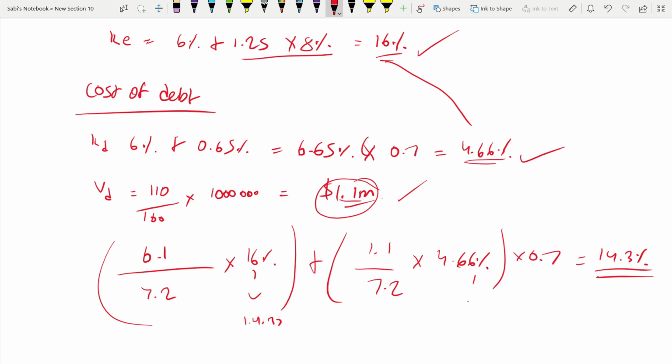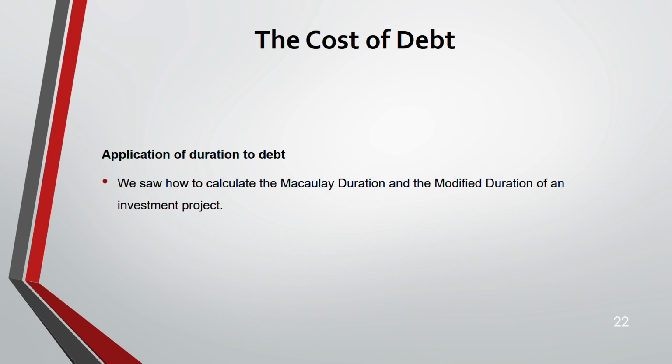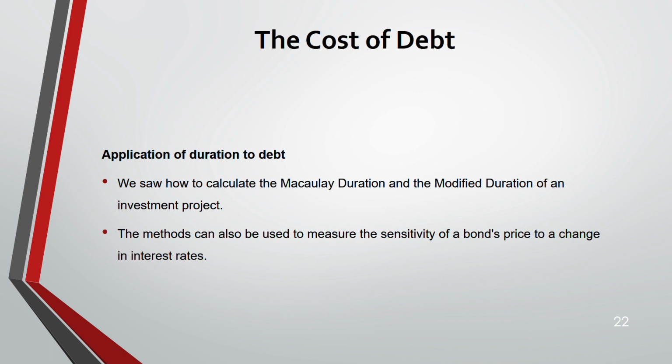Okay. Now we are going to go to the application of duration to debt. Duration you have already covered: Macaulay duration and modified duration in investment projects. We saw that. Now we are going to use it here also in the bond valuation. So what does this method tell us about the debt, that means your bond? The duration measures the sensitivity of a bond's price to a change in interest rate.